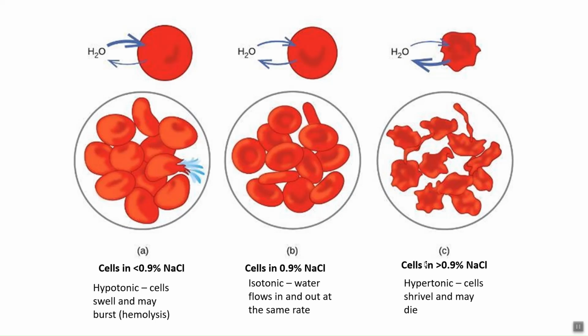We can also have what are called hypertonic solutions, where the concentration is greater than 0.9%. So now it's 0.9% inside the cell and greater than 0.9% outside of the cell. For example, seawater would be about 3.5% NaCl. So this would be a hypertonic solution. In this case, the water flows out of the cell because it flows towards the higher concentration outside of the cell, and this can cause the cells to shrivel up and potentially die.